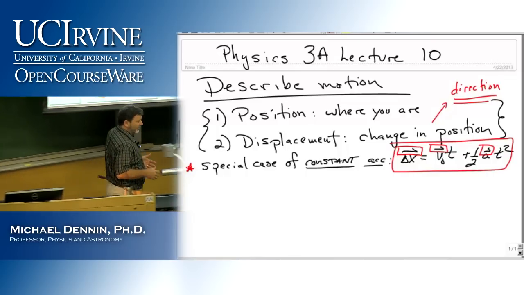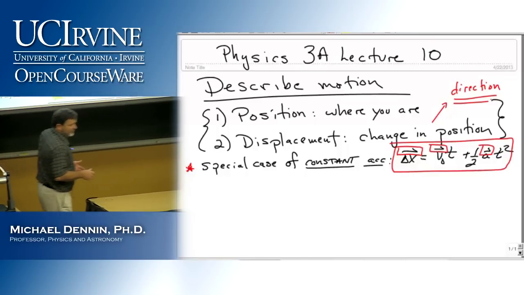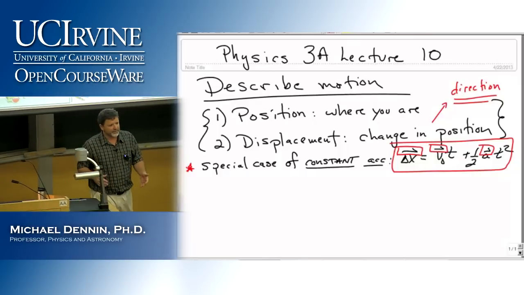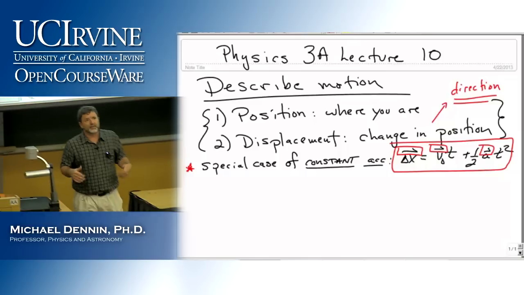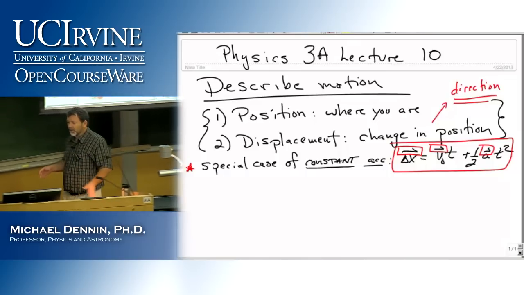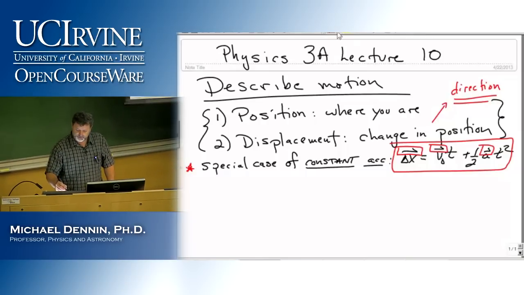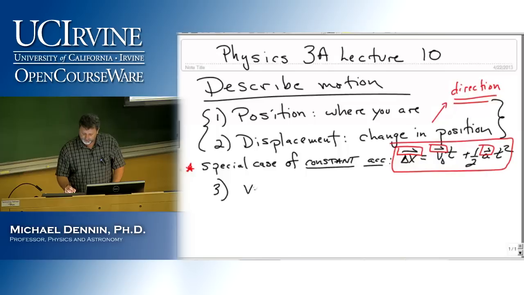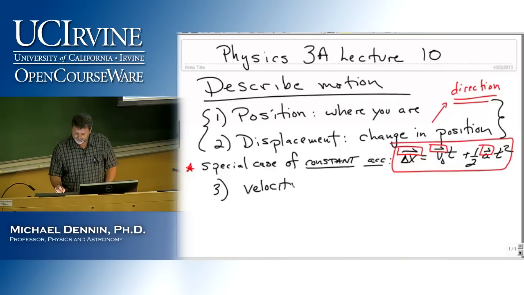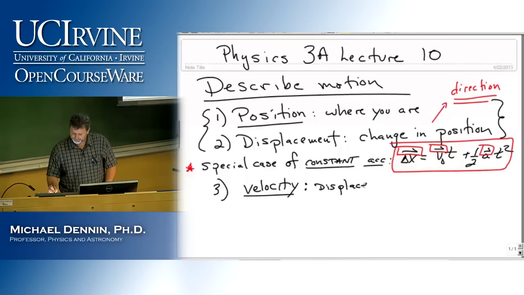If I'm here and I move 10 meters this way, it's very different than being here and moving 10 meters this way. I end up in 2 different places. So direction matters. That was piece 1 of describing our motion. Piece 2 was our velocity, which is our displacement in a time interval.